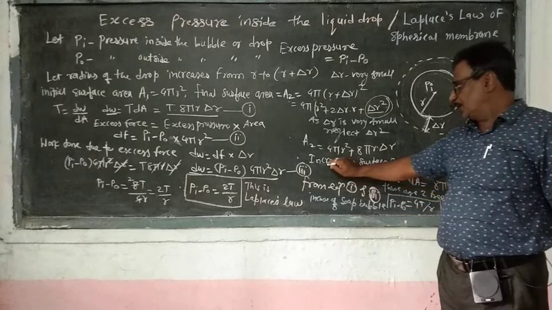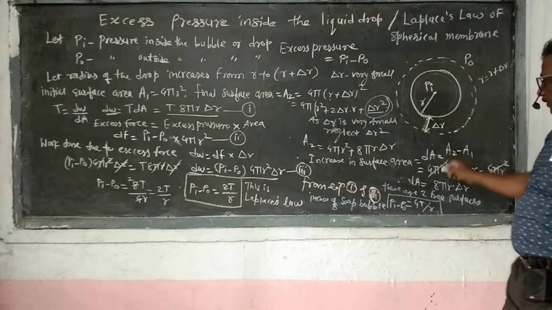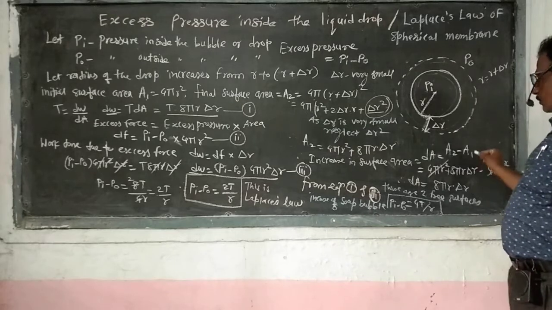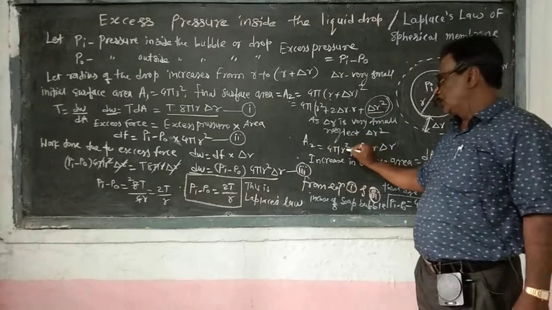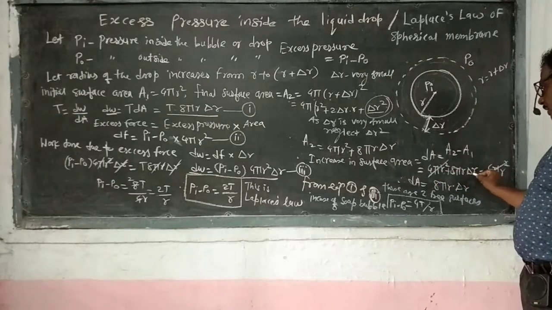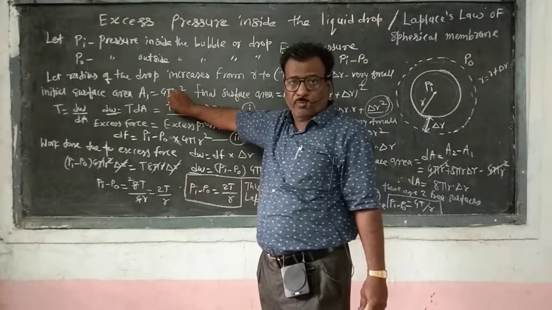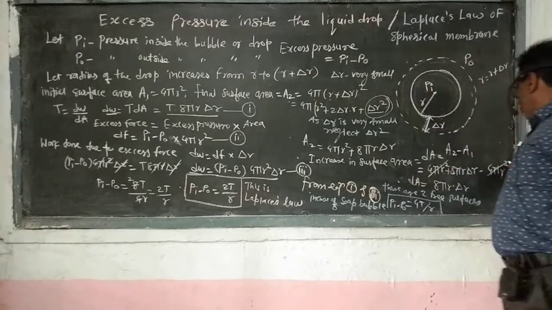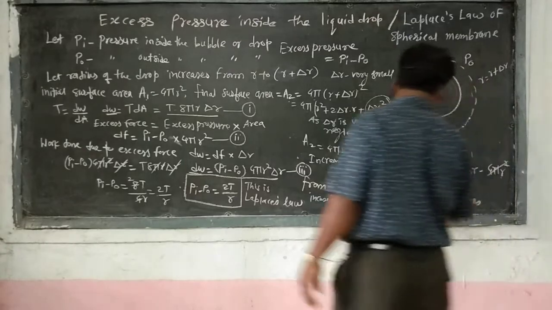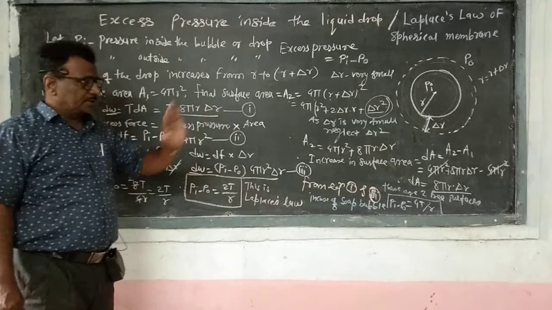Now we get the increase in surface area, dA, which is equal to A2 minus A1. We substitute the value of A2: 4 pi r square plus 8 pi r delta r, minus the value of A1, which is 4 pi r square. Then the 4 pi r square gets cancelled. We get the increase in surface area equal to 8 pi r into delta r.